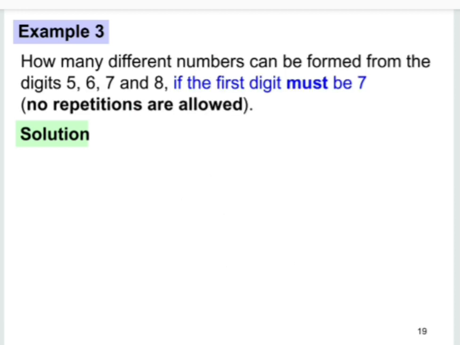Now we look at example 3. How many different numbers can be formed from digits 5, 6, 7, and 8 if the first digit must be 7, and no repetitions are allowed? The first digit must be 7, so we have 1P1. The first digit will be 7, so we have one number 7, we select 1 and arrange 1. And we multiply with the remaining numbers. We still have numbers 5, 6, and 8, so we multiply with 3 factorial. The answer will be 6.